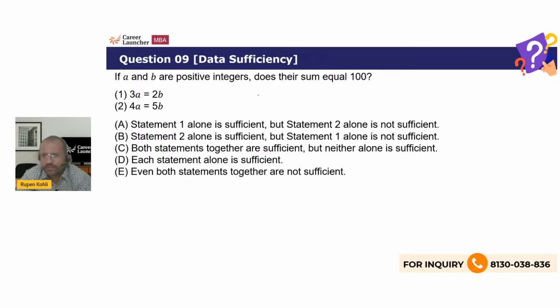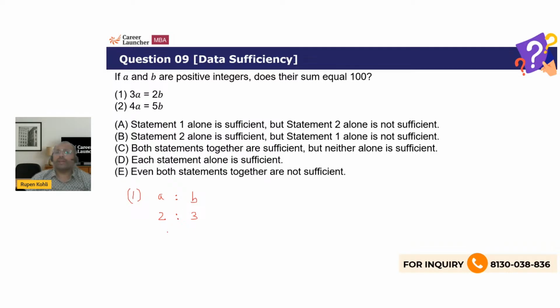So if a and b are positive integers, does their sum equal 100? The first statement is 3a equals 2b. From the first statement, I'm getting the ratio of a to b being 2 to 3. So a by b equals 2 by 3, right? If the ratio a to b is 2 to 3, is it possible for their sum to equal 100, given that they are positive integers?